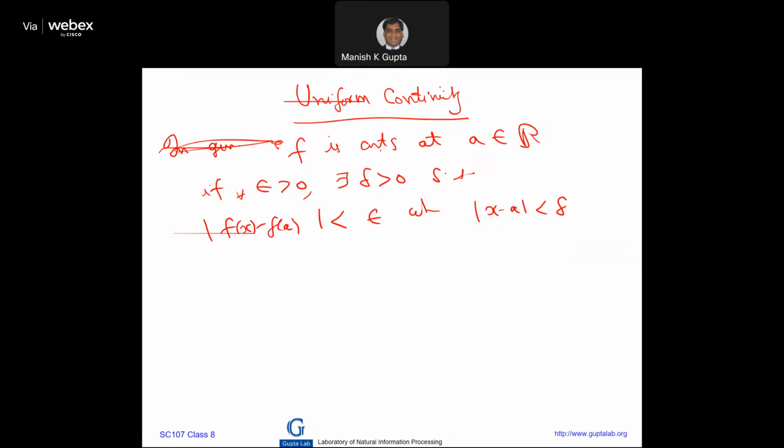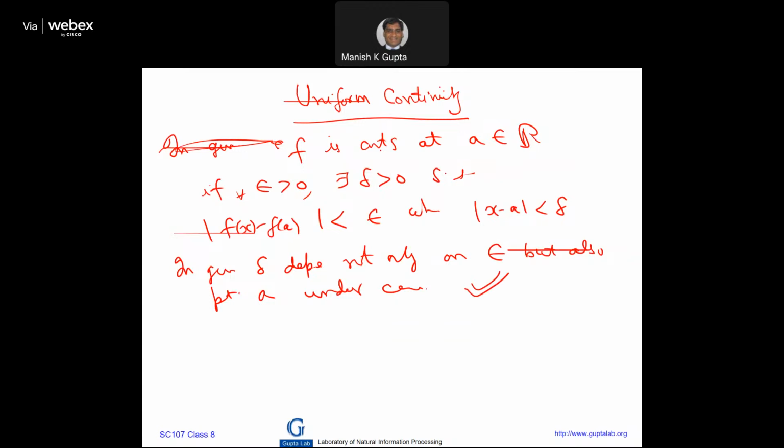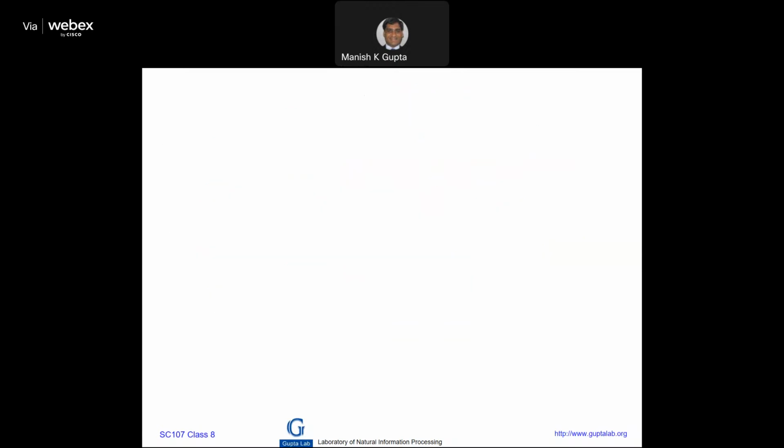That's the definition, right? So I am saying that in general, delta depends not only on epsilon but also on the point A under consideration. So here is an example. You can see how I am going to show this statement. Take the function g of x equal to x squared, and the domain is the whole real line.